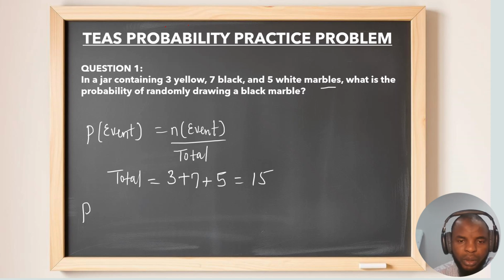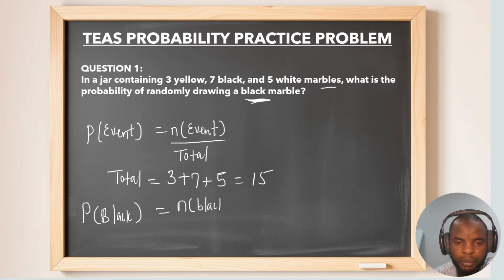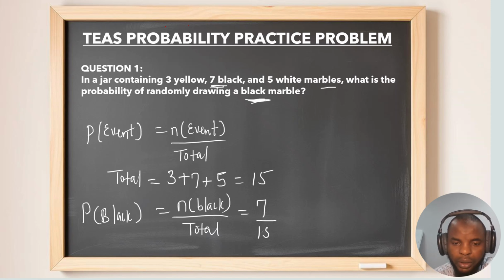So what is the probability of drawing a black marble? It is going to be the number of black marbles over the total number of marbles. How many black marbles do we have? Here we can see that we have 7 black marbles over the total, which is 15. This rule is general for any problem you can come across in probability. Now let's move to question number 2.